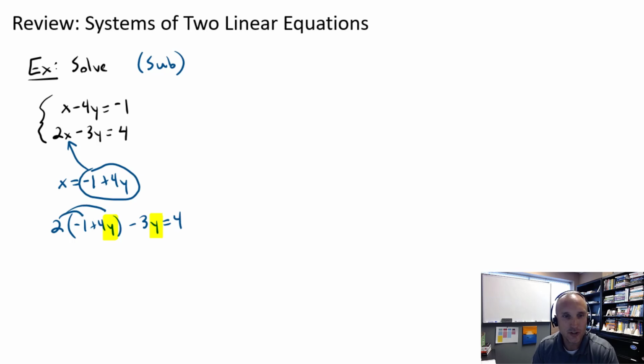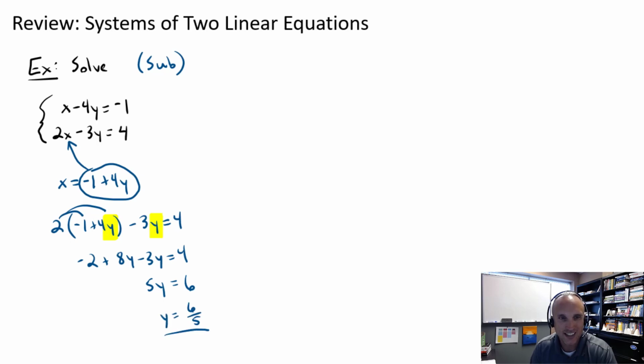So I'll distribute my 2, so we get -2 plus 8y minus 3y equals 4. 8y minus 3y is 5y. And I'll go ahead and get rid of the -2 by adding it over here. +2 plus 4 is 6. And dividing, I can see that y is 6/5. So now I know my y value. I need to figure out the x value that goes with it.